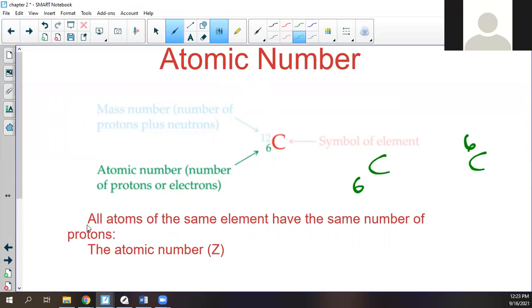All right, all atoms of the same element have the same number of protons. The number of protons defines the element. If we change them, then it's not that element anymore. All right, this won't really matter for a few chapters, but we'll come back to it eventually. The atomic number is known as Z. Typically, Z is also equal to the number of electrons, as long as it's a neutral atom.